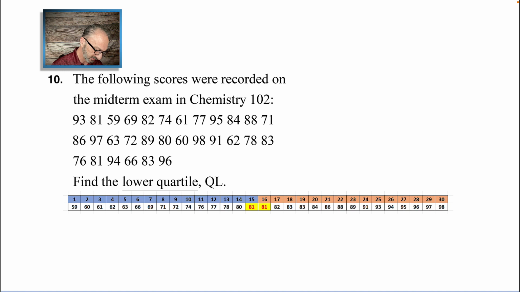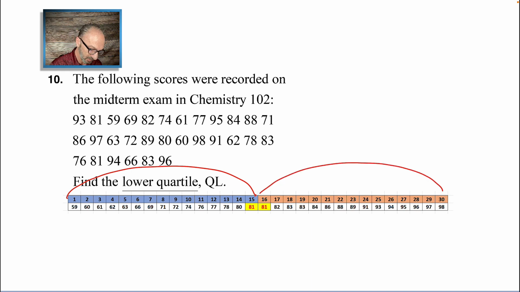The lowest number was 59, and the highest number was 98, as you could see. Lower number, the lowest, and the highest. And as I said, we have 30 numbers, so up to 15 will be half. And the second 15 from 16 to 30 will be the second half.